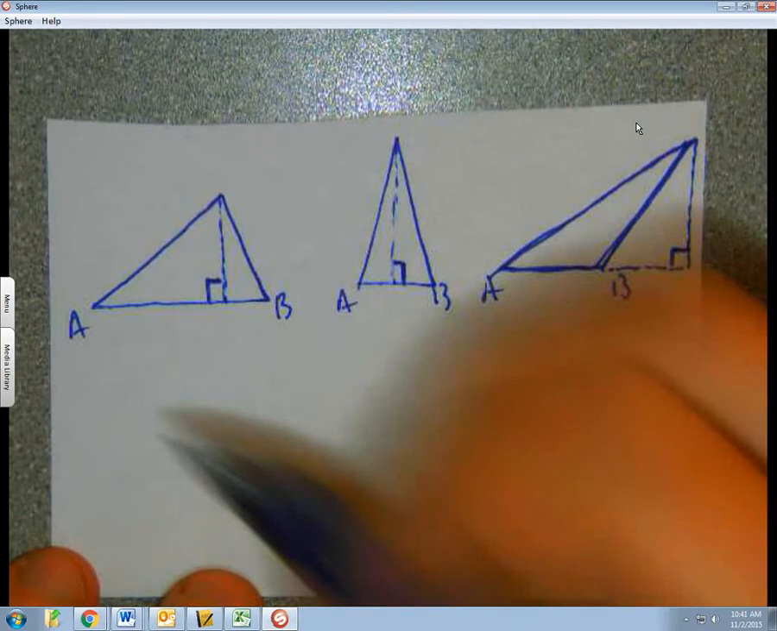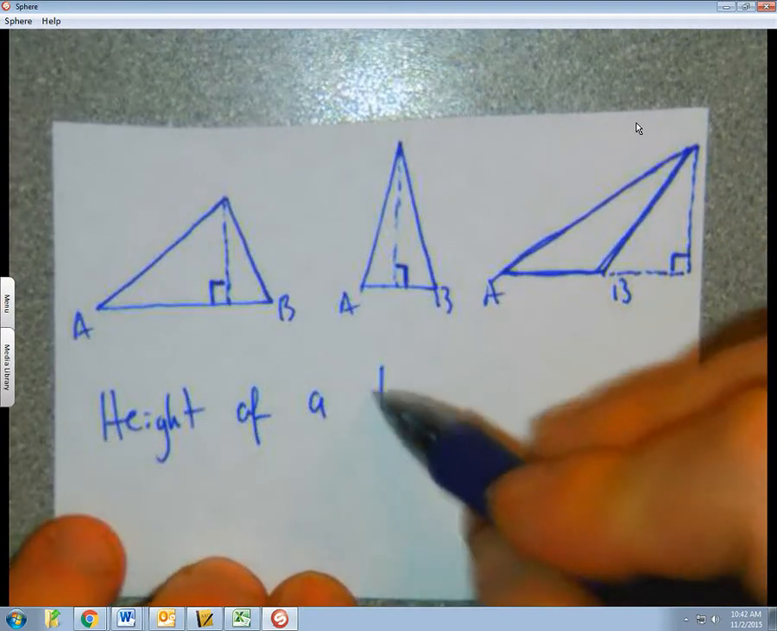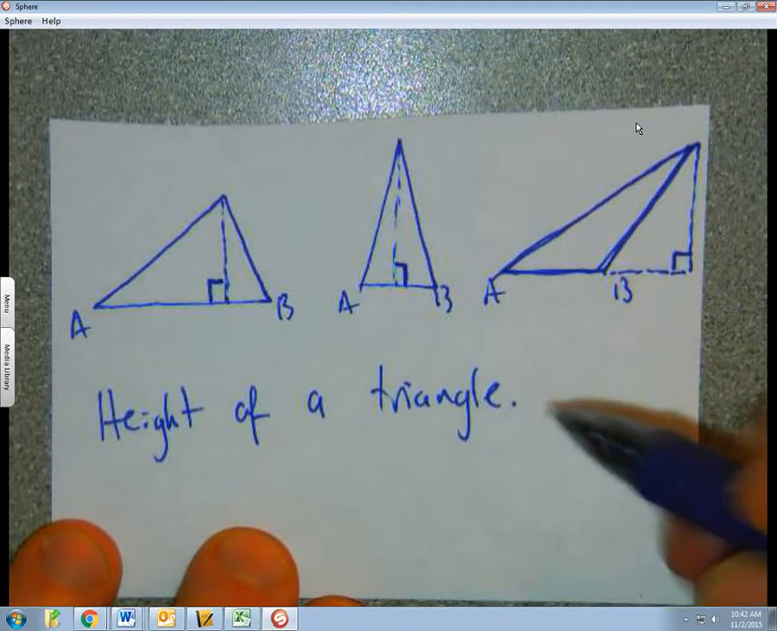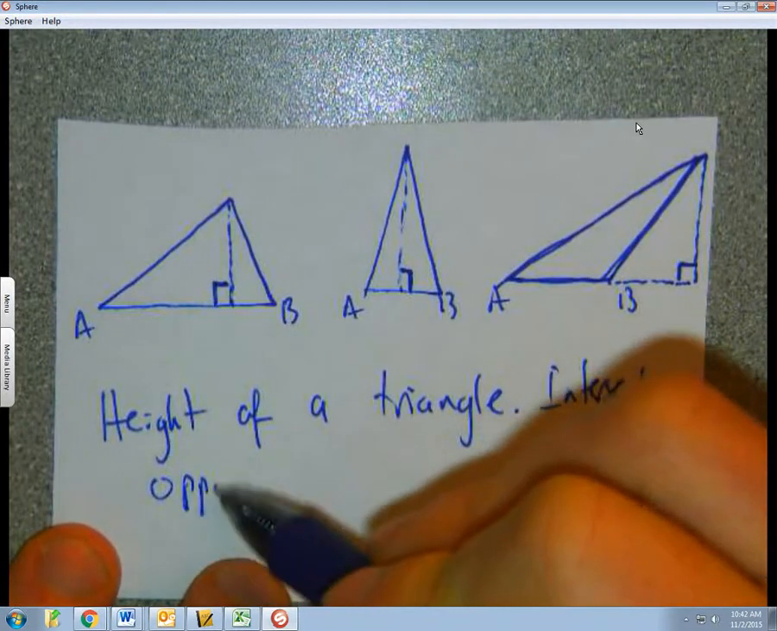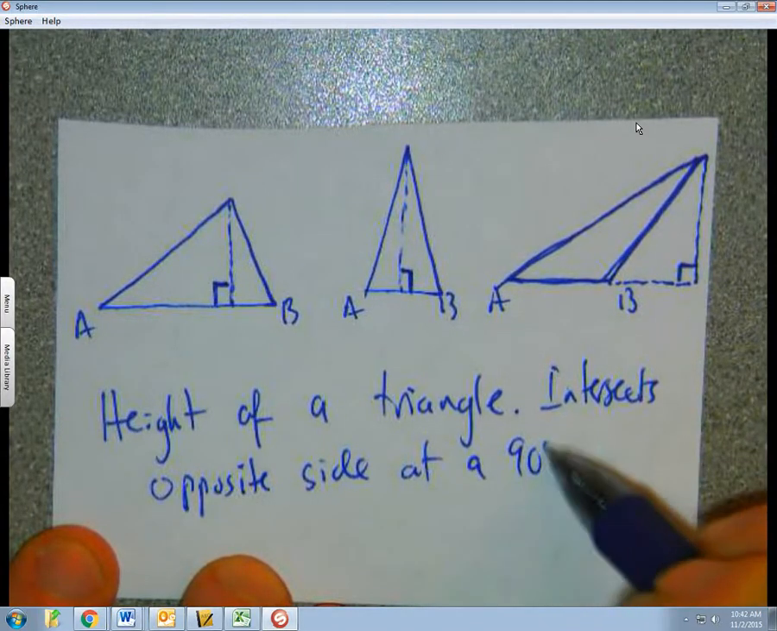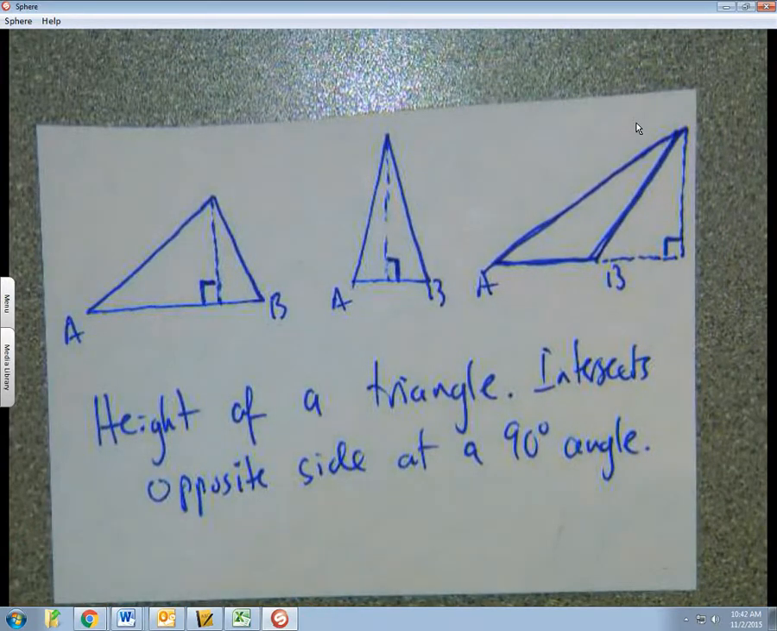Okay, so the altitude is the height of a triangle, and it intersects the opposite side at a 90-degree angle. So that's what an altitude looks like. Okay.